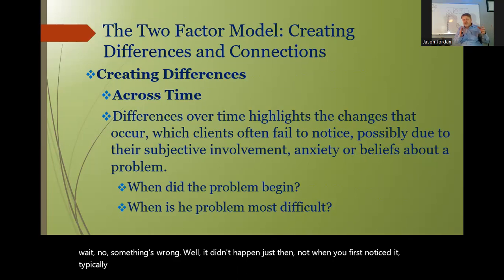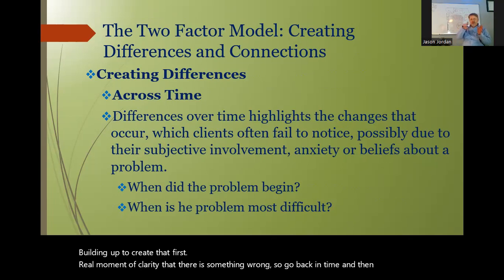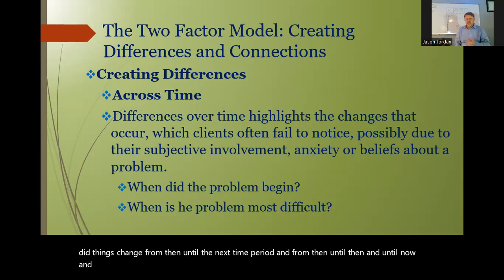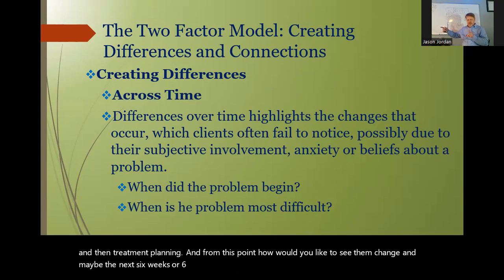Typically there's a history of things building up to create that first real moment of clarity that there is something wrong. So go back in time and then say, and how did things change from then until the next time period? And from then until then, and until now? And then treatment planning. From this point, how would you like to see them change in maybe the next 6 weeks or 6 months or a year?